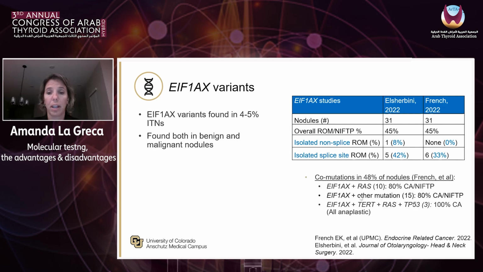And if we find the co-mutation of IFAX plus RAS, 80% were associated with carcinoma/NIFTP, the combination. IFAX plus another mutation, 80% carcinoma. IFAX plus TERT plus RAS plus TP53, where there were 3 patients in these studies, 100% cancer. So it depends if they present separately or combined with other ones.